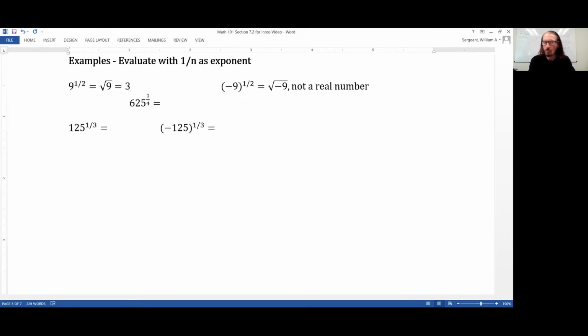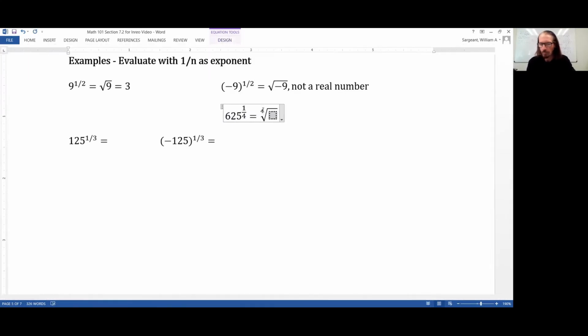Okay, so this one is asking for the 4th root of 625. Because I know 5 squared is 25, and I know that 25 squared is 625, that suggests to me that the answer here is 5. But let's try it out. I will show you doing this on the calculator.